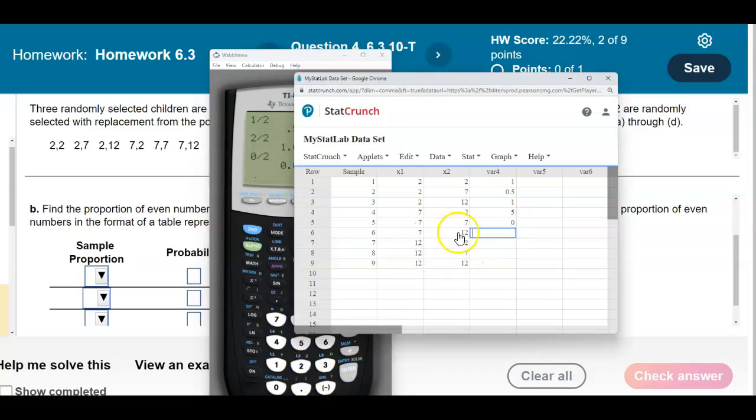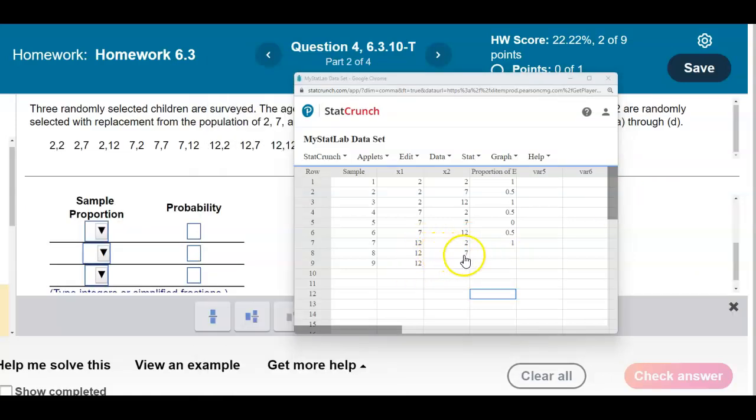Then we have 7 and 12, so we have 1 even number out of 2, which is 0.5. And then we have 2 even numbers here, so that's 2 over 2, which is 1. And then we have 1 even number out of 2, so therefore that's 0.5. And then here we have 2 even numbers, so 2 divided by 2 gives us 1. Okay, so now what we want to do is title our column up here, the proportion of even numbers. I titled this proportion of even numbers because that's what we're looking for.